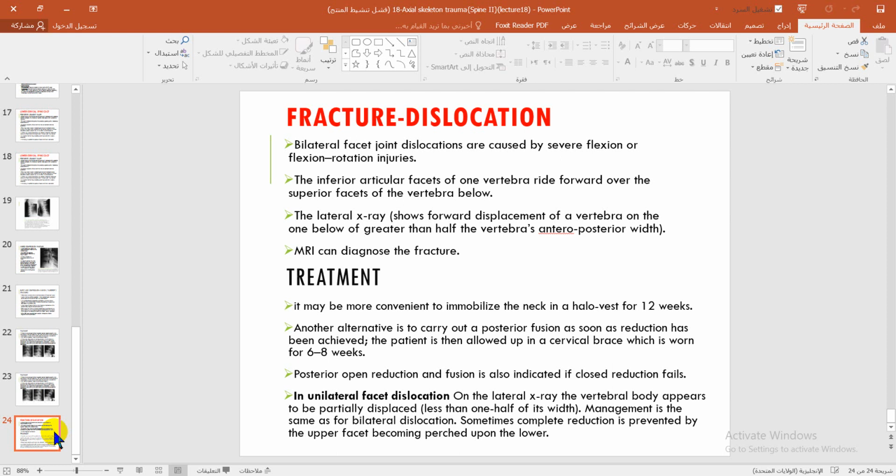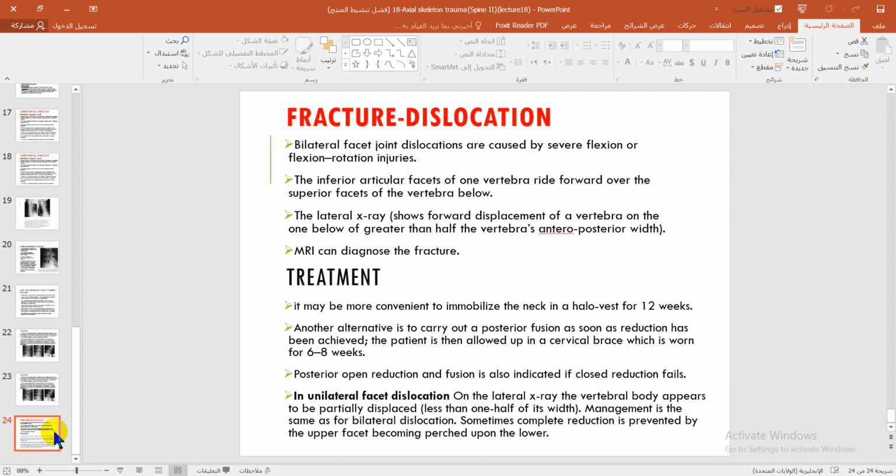MRI can diagnose the fractures. Treatment: it may be more convenient to immobilize the neck in a halo vest for about 12 weeks. Another alternative is to carry out posterior fusion as soon as reduction has been achieved. The patient is then allowed up in a cervical brace, which is worn for about 6 to 8 weeks.